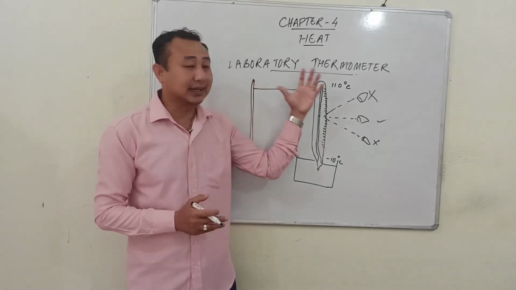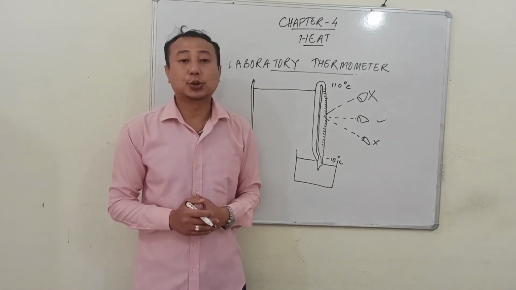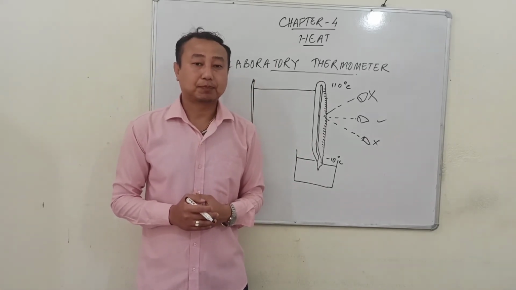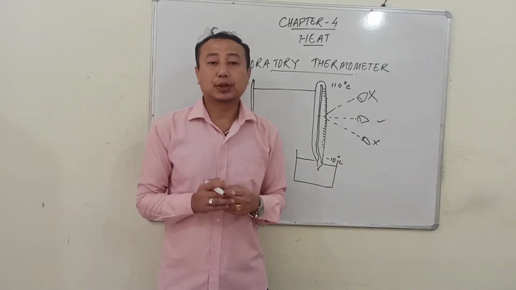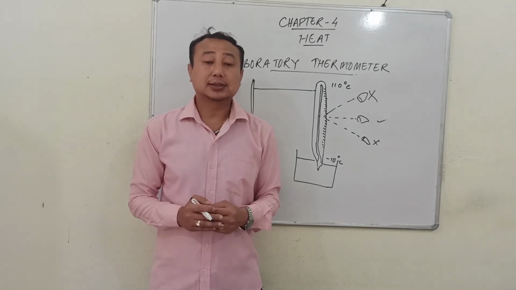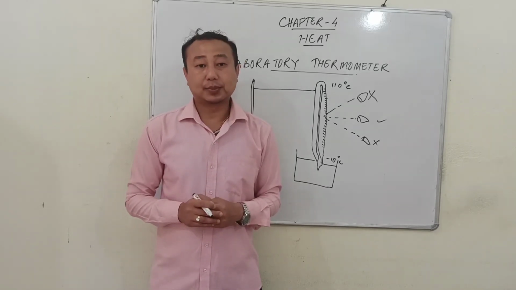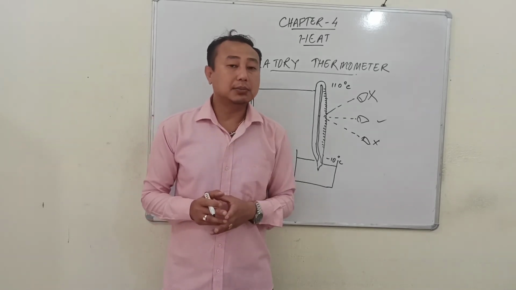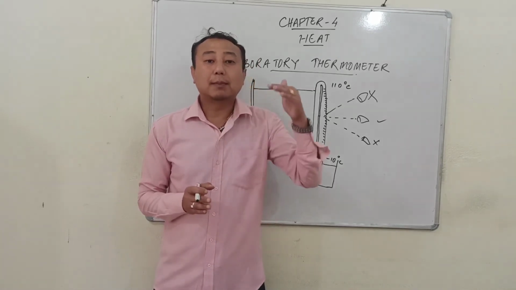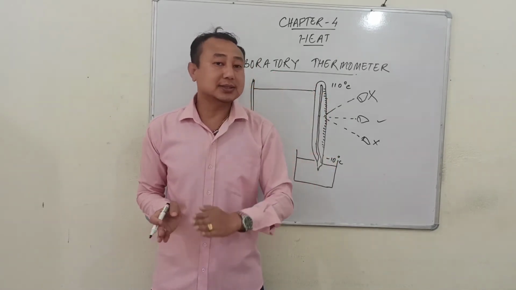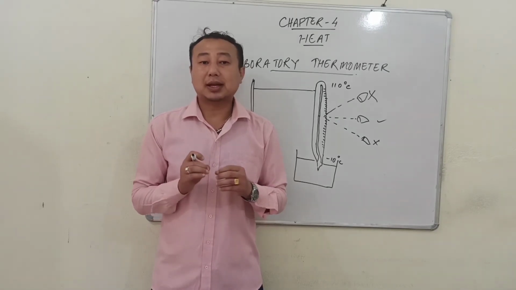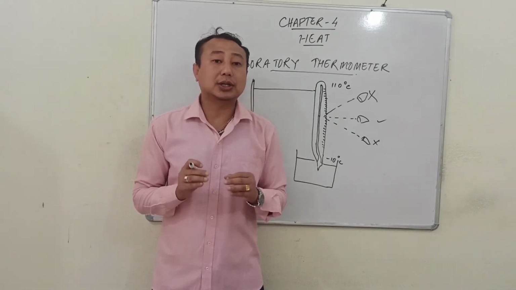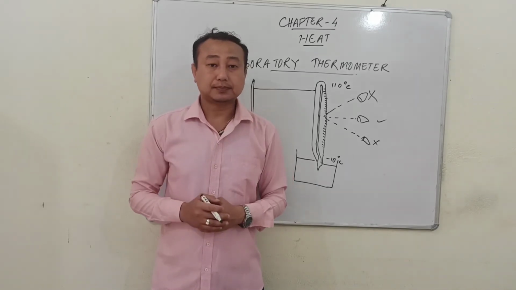So these are some of the things that we have to discuss related to the laboratory thermometer. As told before, there is another type of thermometer that we use in our day-to-day life, and that is the maximum and minimum thermometer. The maximum and minimum thermometer is used to measure the minimum temperature of a day as well as the maximum temperature of that particular day.